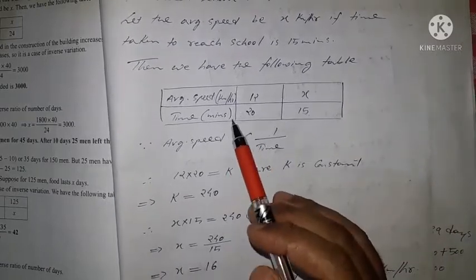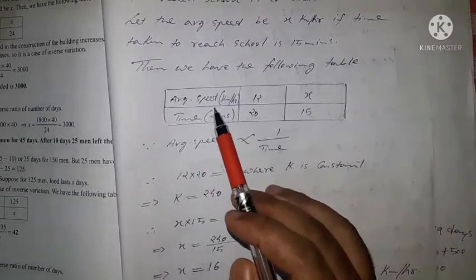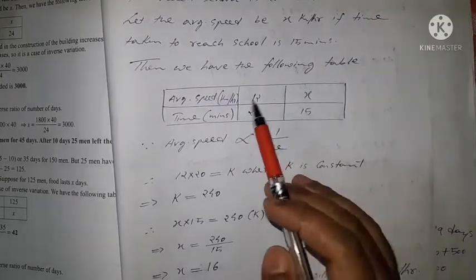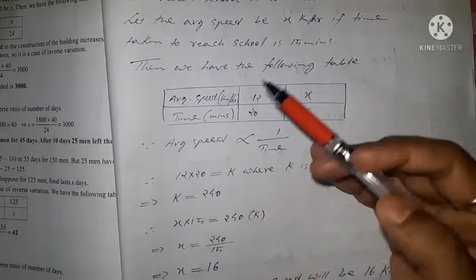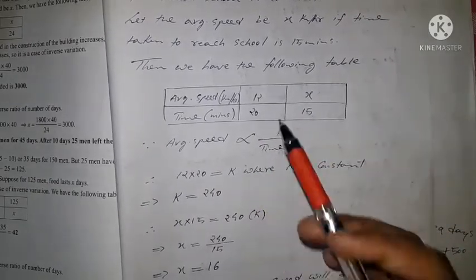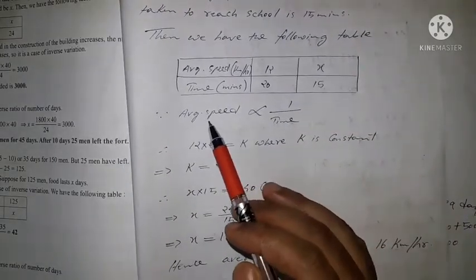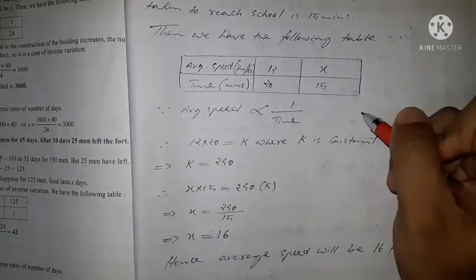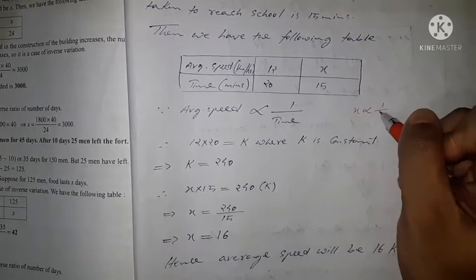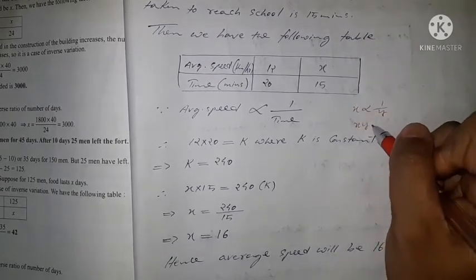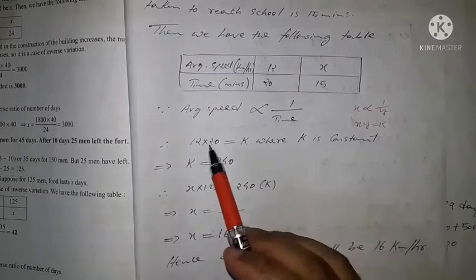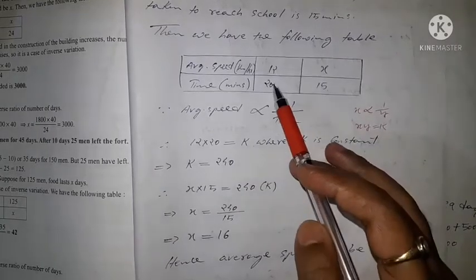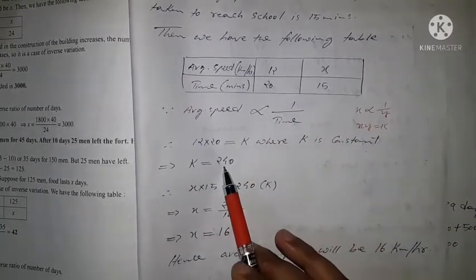Now we know that they are inversely proportional. Obviously, if we increase the speed, the time taken will be less. So when the speed increases, the time decreases. Therefore they are inversely proportional, so we write that the average speed is inversely proportional to 1 by time. And since they are inversely proportional, we already know that if x is inversely proportional to y, then xy is a constant. So 12 into 20 is equal to k, where k is a constant. 12 into 20 is equal to k, that means the value of k is 240.